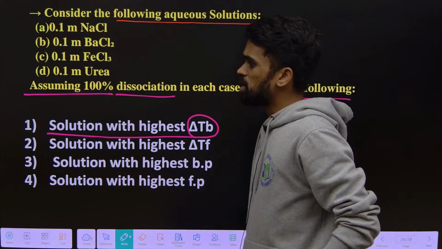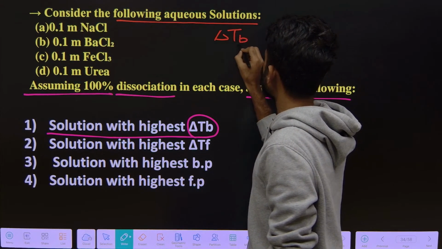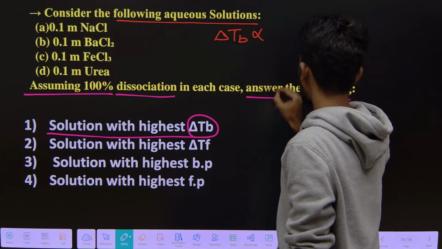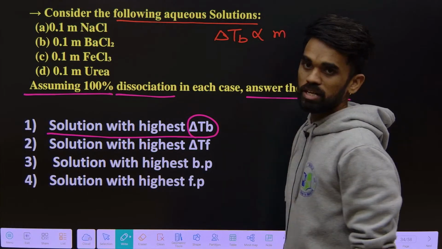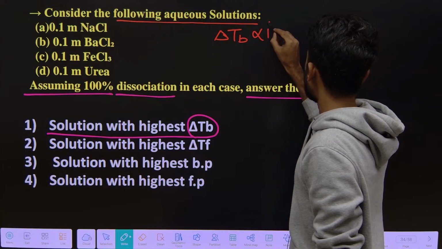Very simple, guys. What are the formulas we have learned for elevation in boiling point and depression in freezing point? Elevation in boiling point is directly proportional to the molar concentration, and one more factor is there: the Van't Hoff factor i.